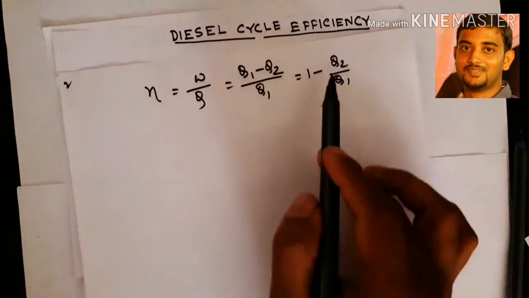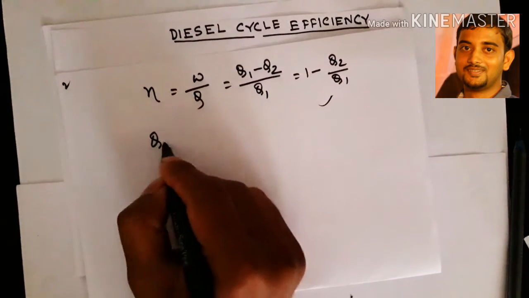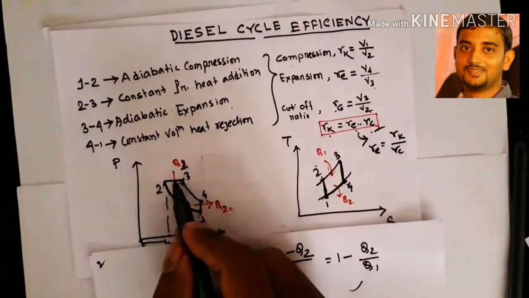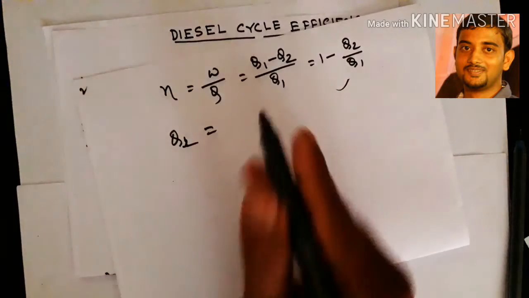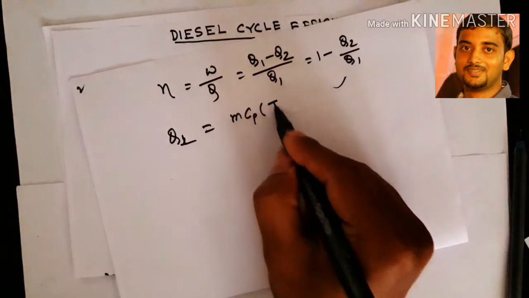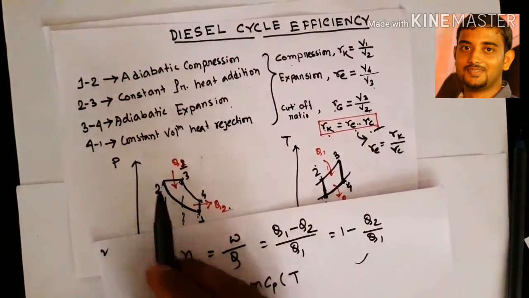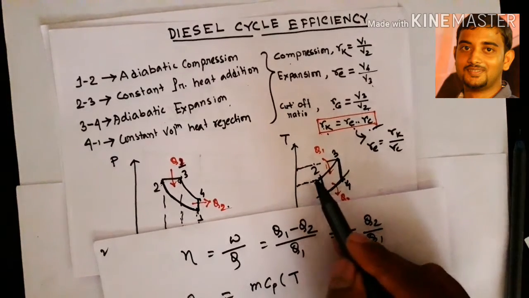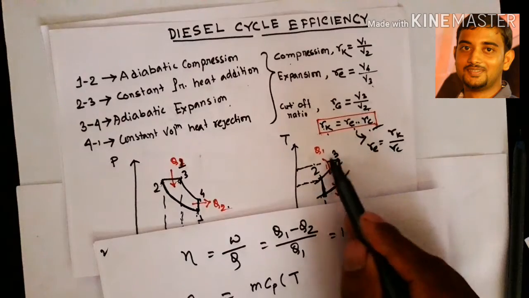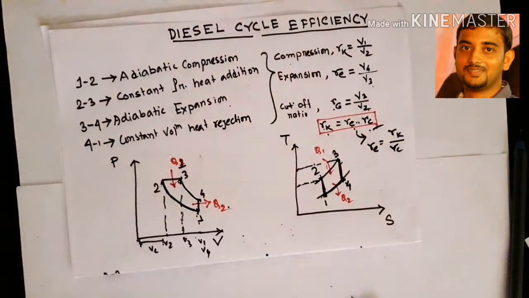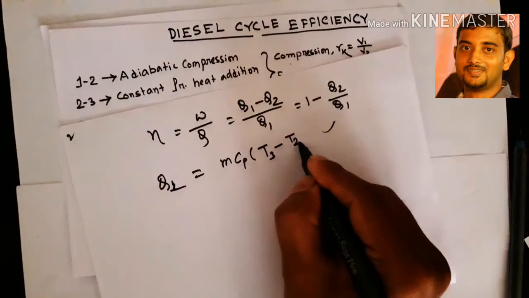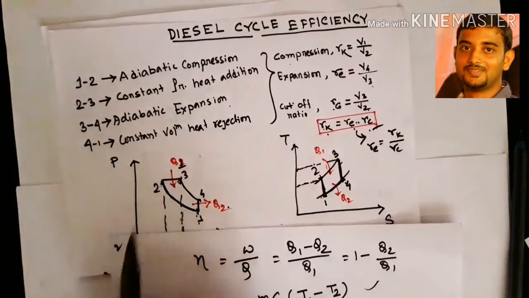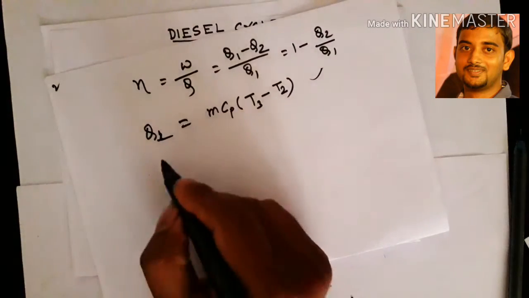Now we have to formulate Q2 and Q1. So how will we formulate it? My dear friends, I'm starting from Q1. Just see here, we are supplying heat at constant pressure, so the formula will be m Cp (T high minus T low). T high means what? T3 minus T2. The temperature at state 3 is more than at state 2, state 3 being the maximum temperature. So we can represent it as m Cp (T3 minus T2), because we are supplying heat in process 2 to 3 at constant pressure. That's why the formula will be m Cp (T3 minus T2).